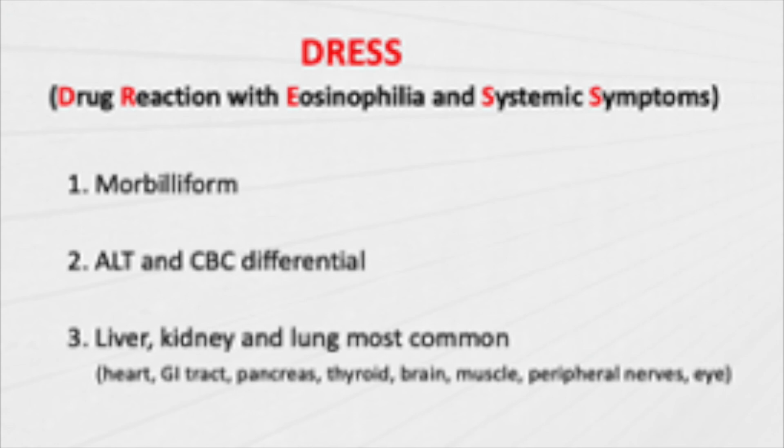Liver, kidneys, and lungs are the most commonly affected organs. Other organ systems that can be involved include heart, GI tract, pancreas, thyroid, brain, muscle, peripheral nerves, and eyes. So it involves multidisciplinary care for patients with DRESS.